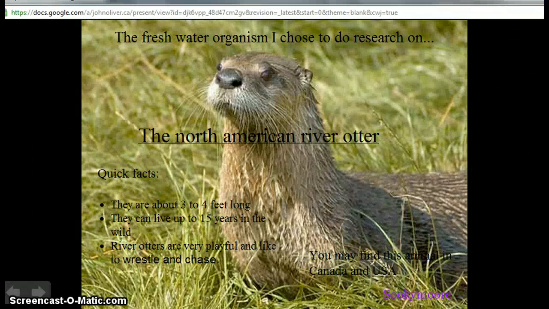The freshwater organism that I chose to do research on is the North American river otter. Quick facts about this animal. They're about 3 to 4 feet long. They can live up to 15 years in the wild, and river otters are very playful and like to wrestle and chase. You can find this animal in Canada or USA.